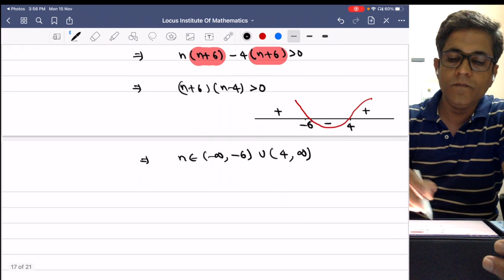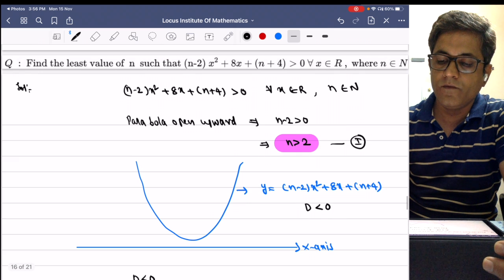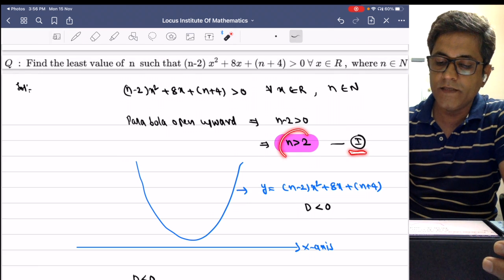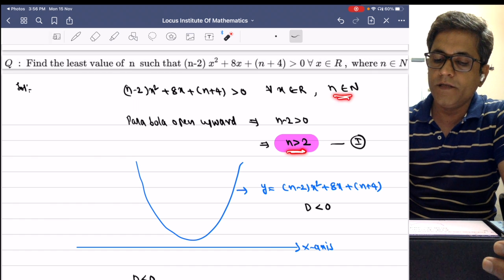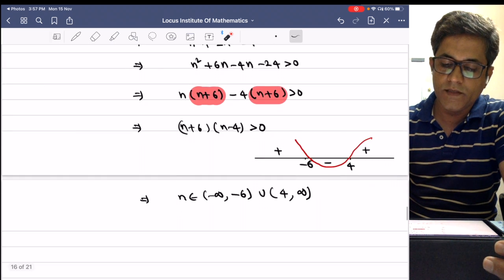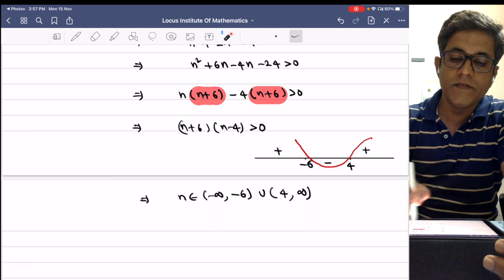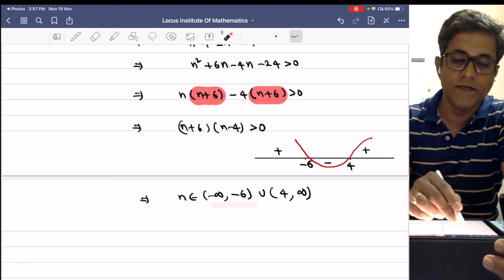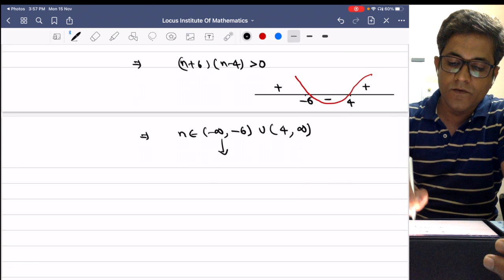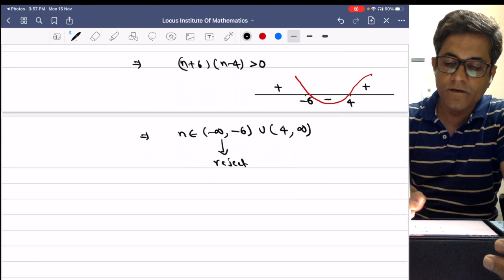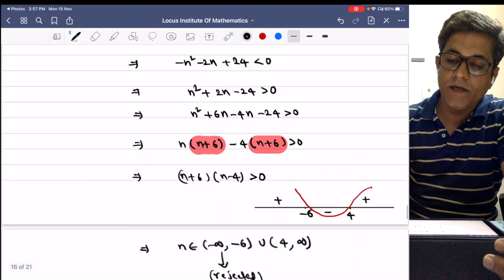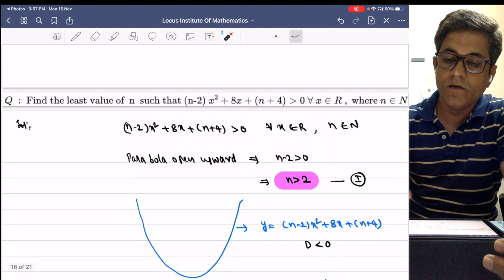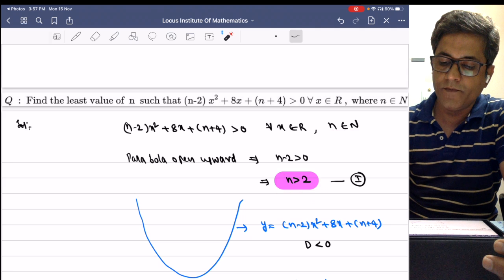But from the first condition, n is greater than 2 and n is a natural number. Therefore this interval is rejected, since n is a natural number. So here n belongs to natural numbers and n is greater than 2.